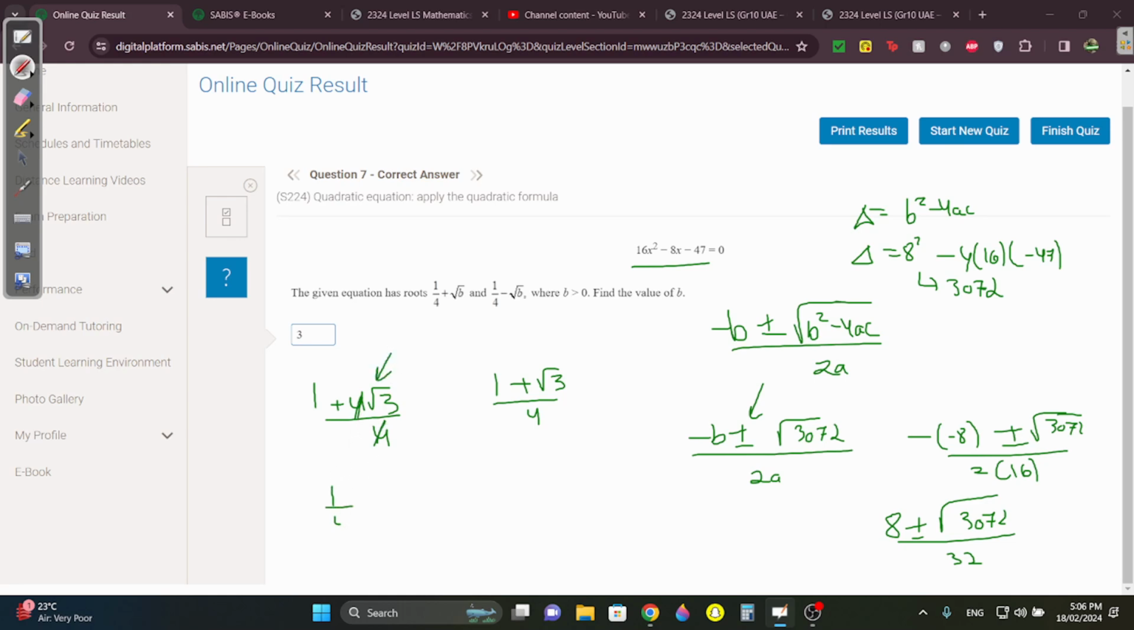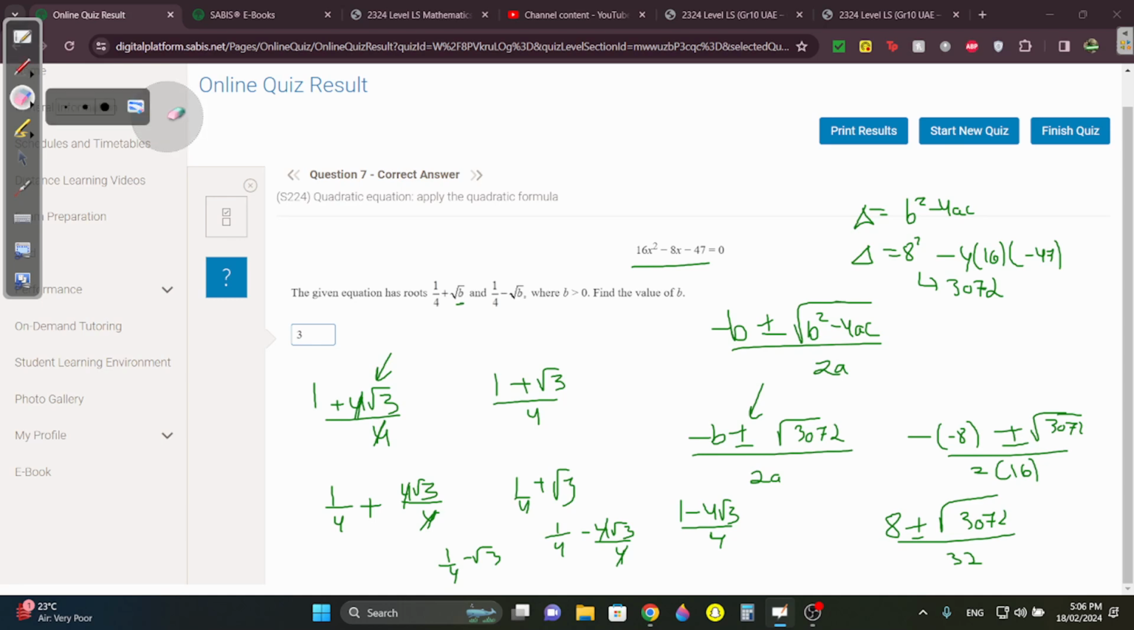1 plus 4 radical 3 over 4 can be separated into 1 over 4 plus 4 radical 3 over 4, and this 4 cancels with the 4. You'll get 1 over 4 plus radical 3, and obviously the same goes for the minus. If you have 1 minus 4 radical 3 over 4, you get 1 over 4 minus 4 radical 3 over 4. These cancel, you get 1 over 4 minus radical 3. Anyway, it's just radical 3 under the radical. Okay, just take what's under the radical.